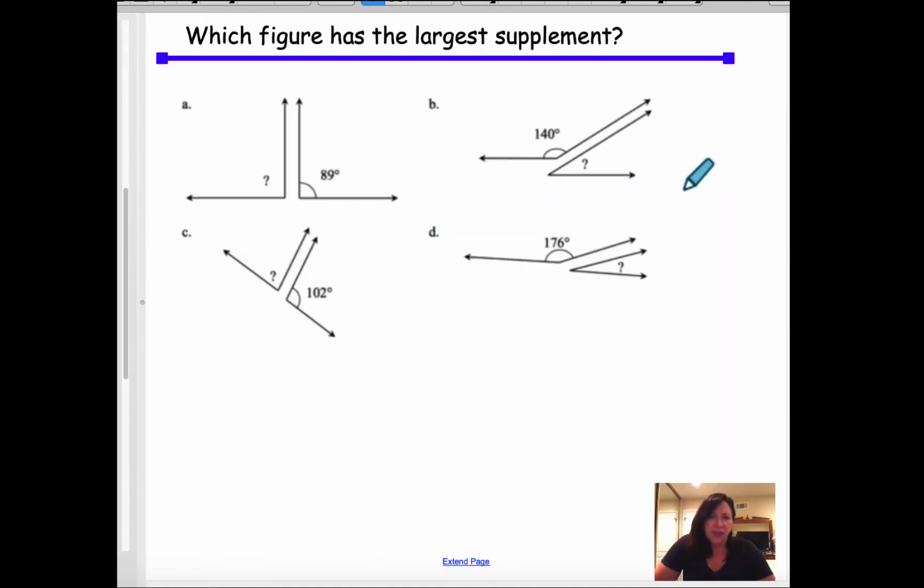This question is just saying, hey, what's the largest supplement? That's all it's saying. You've got 4 different figures. We want to know which one has the largest supplement.